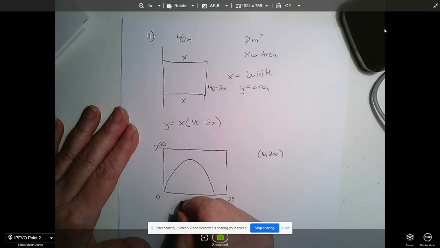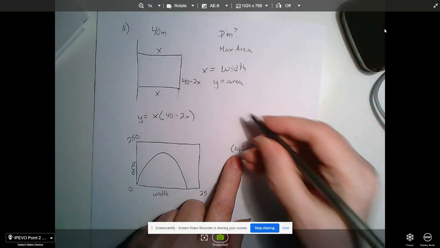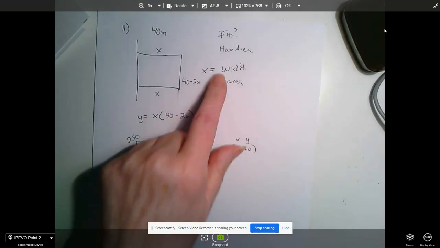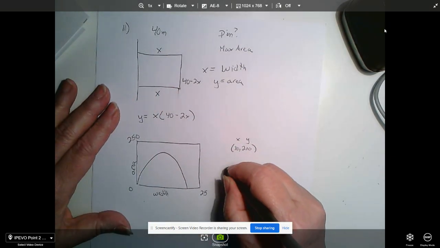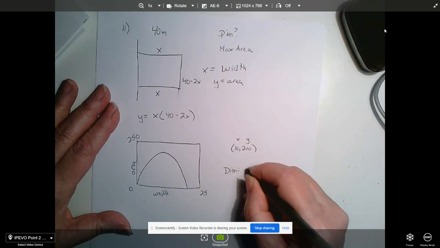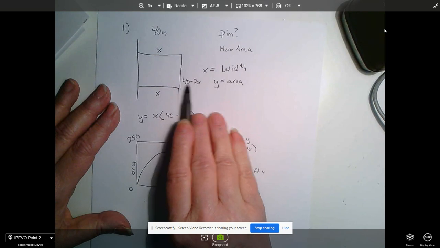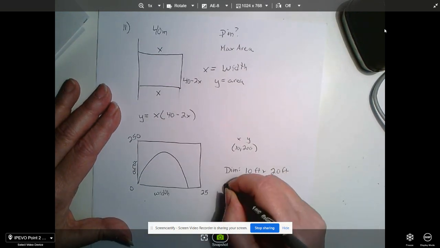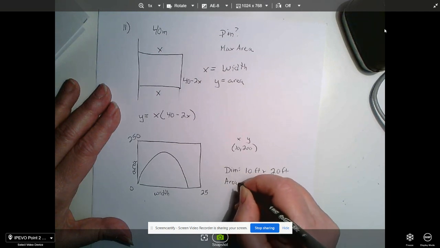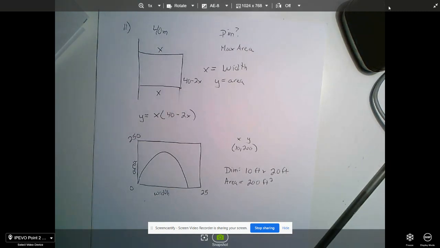And I said X was width and Y was area. And so now this is my X and this is my Y. So I know that my width is 10 and my area is 200. So my dimensions would be 10 feet by, well, if I put 10 in here, this would be 40 minus 20. So this would be 20 feet. And my max area then would be 200 feet squared. If you have any questions, let me know.